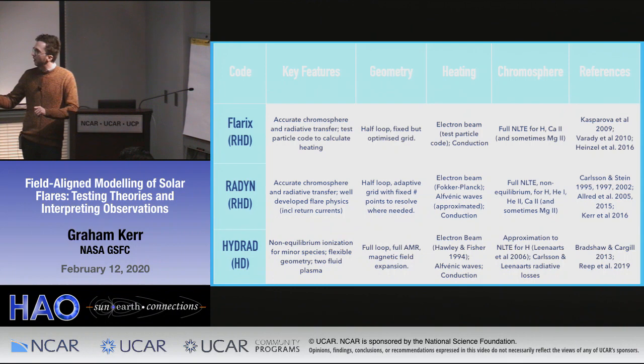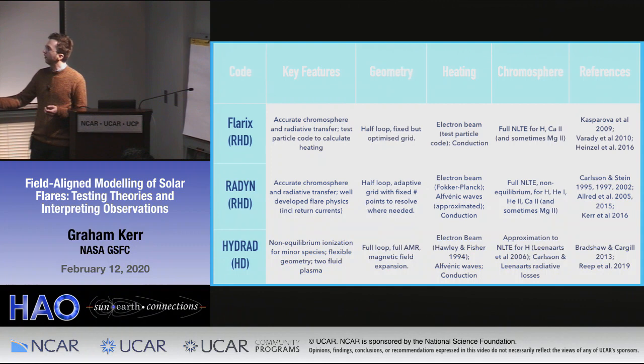One is the RHD codes. Their main selling feature is they have an accurate chromosphere. So if we want to model the energy input into the chromosphere, we want to make sure we're modeling those non-LTE processes properly. HYDRAD was designed initially to look more at coronal processes, looking at nanoflares, but it's since been adapted. So they use approximations to non-LTE for hydrogen and lookup tables for radiation losses. So that's the main reason the codes differ.